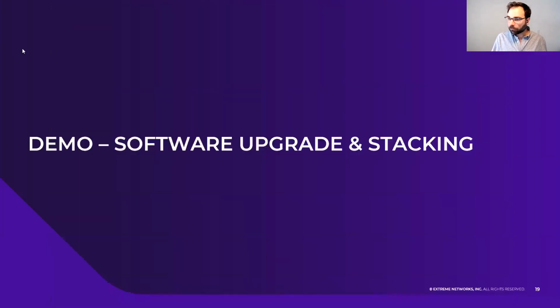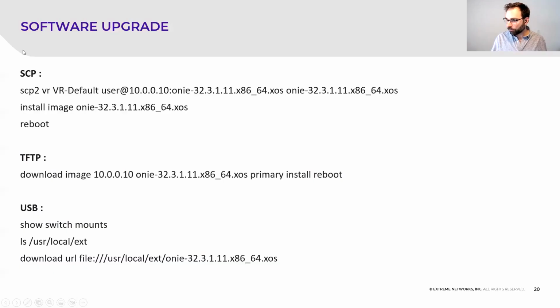Now, about switch update, let's go back to the presentation. There are basically three different methods that we can use to push a new software revision onto our Switch Engine switches. There is, first of all, SCP, which we will use in the demo, so I'll skip this one for now. There's also TFTP, good old protocol, but not secure, that we can use, where we only need to specify the IP of the server and the file name.